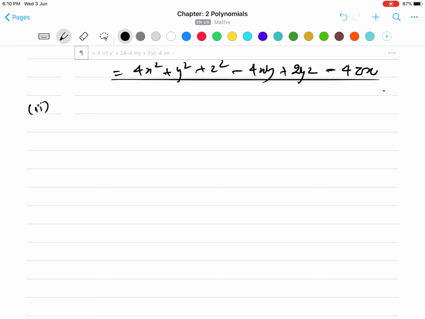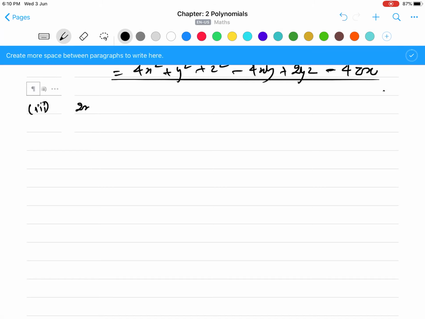We have minus 2x plus 3y plus 2z. This is minus.